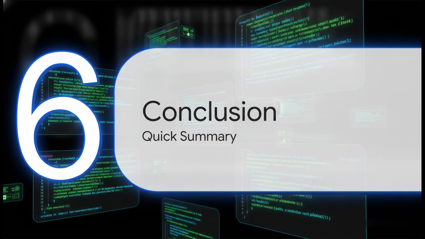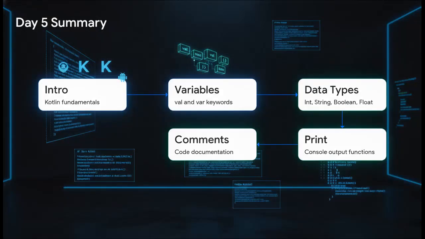And finally, Module 6, Conclusion and Quick Summary. Let's do a quick rundown of today's onboarding checklist. We tackled the Kotlin intro and confirmed it's our primary Android language. We mastered variables and locked in that absolute crucial difference between val and var. We mapped out our data types. We established console comms using print statements. And finally, we figured out how to properly document our work with comments. Honestly, this right here forms your entire coding foundation.